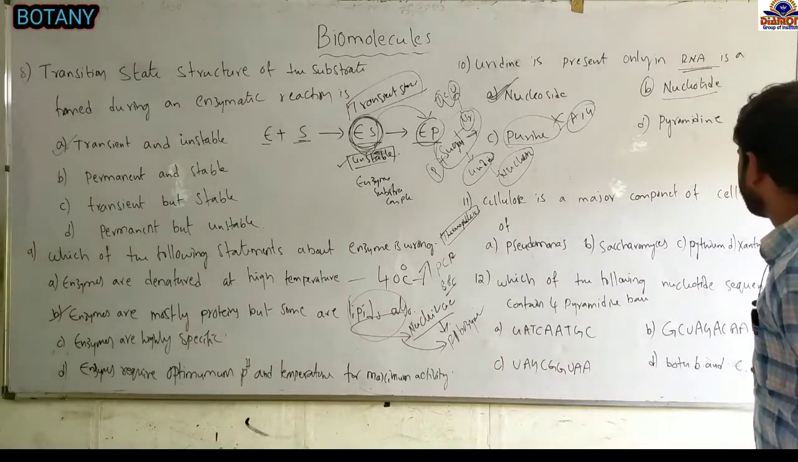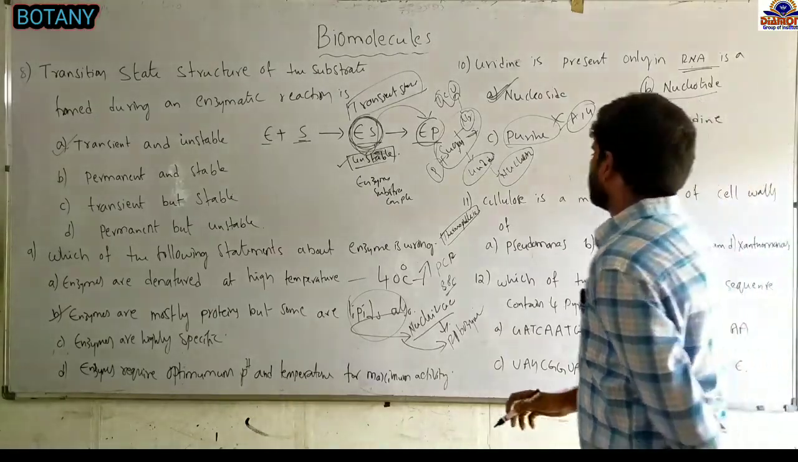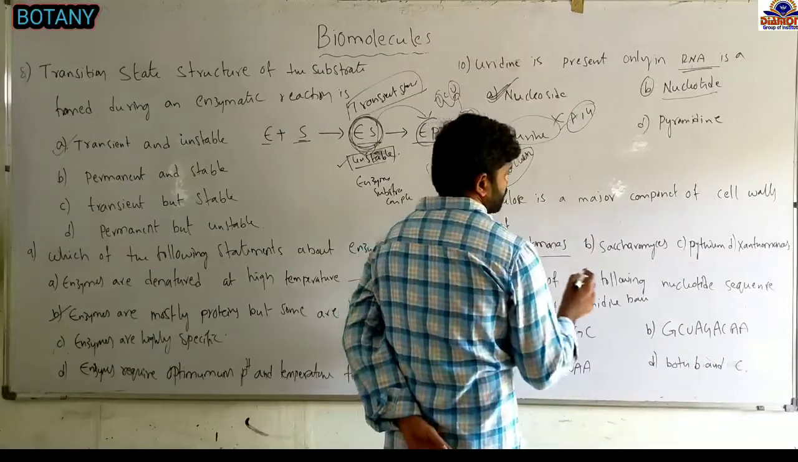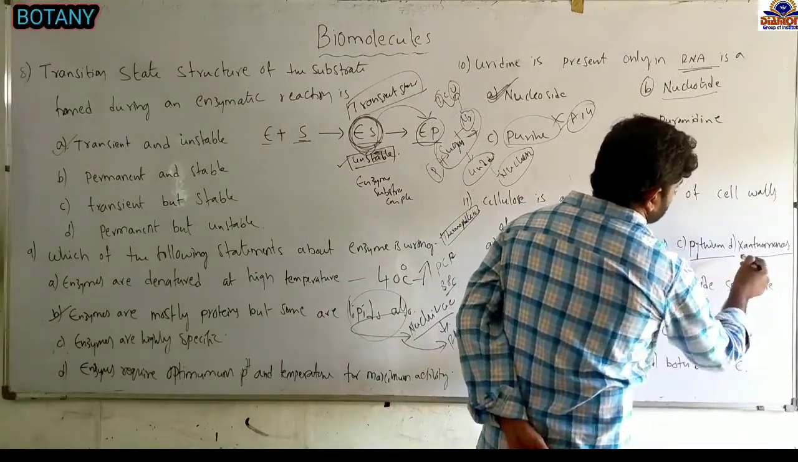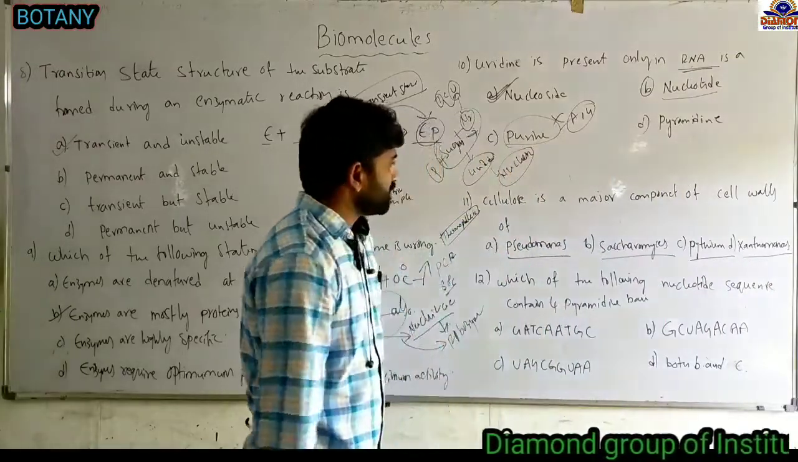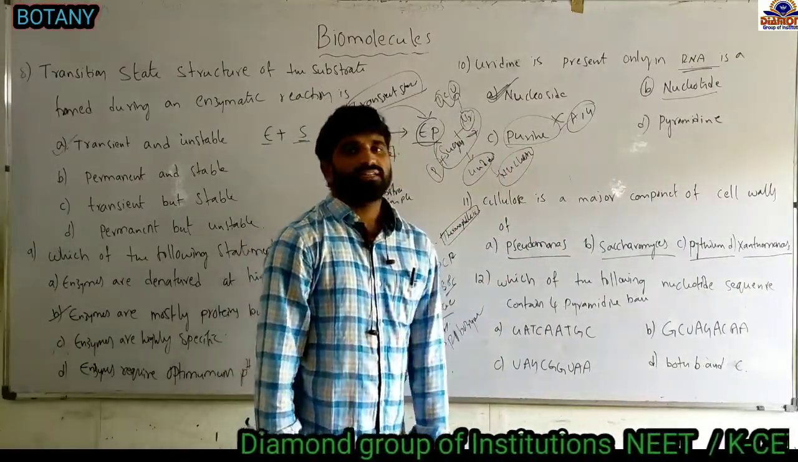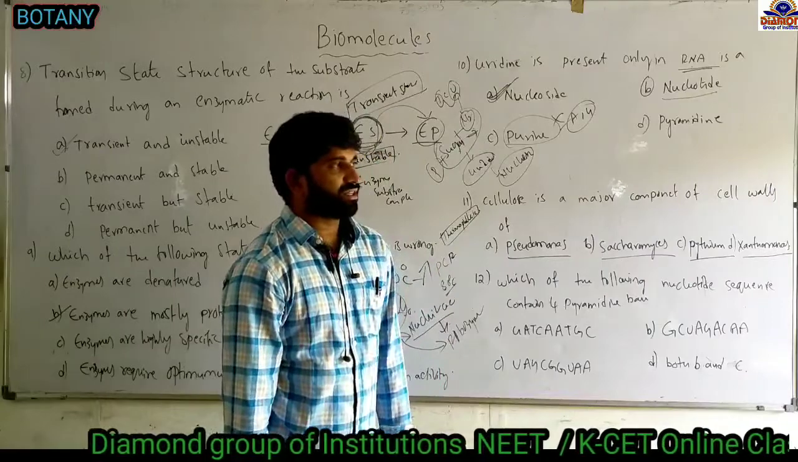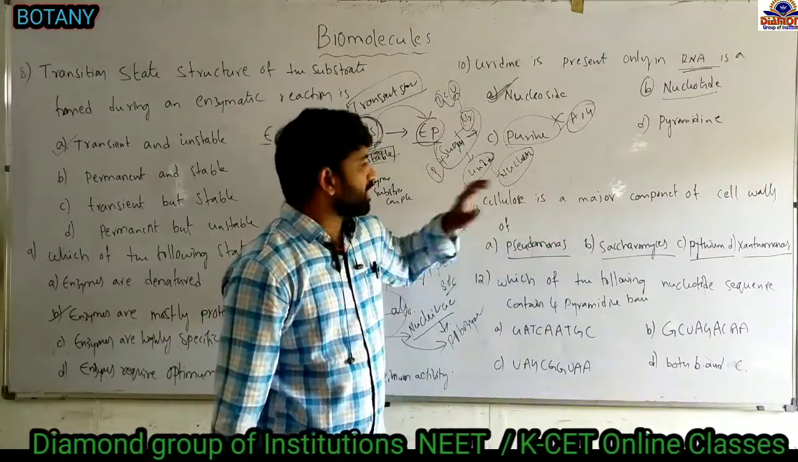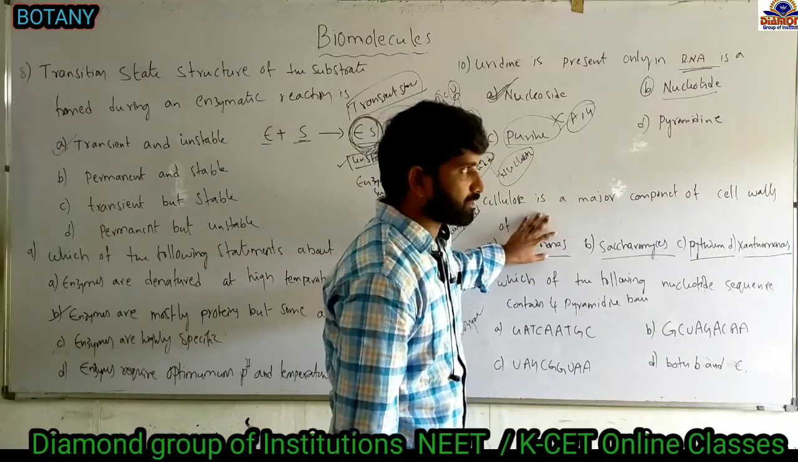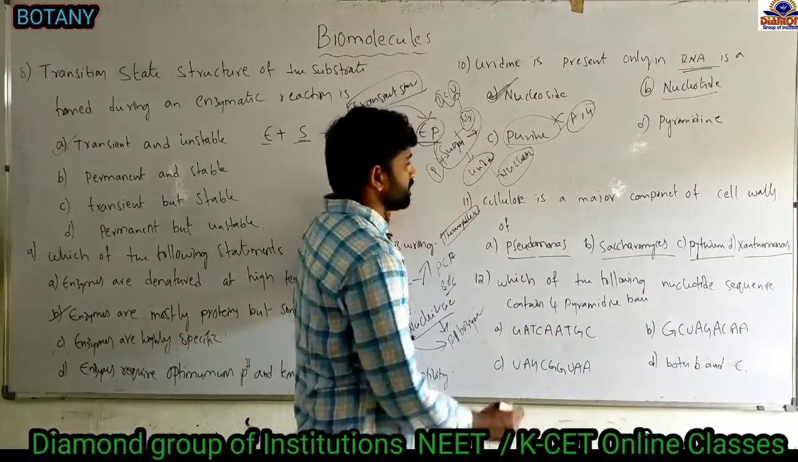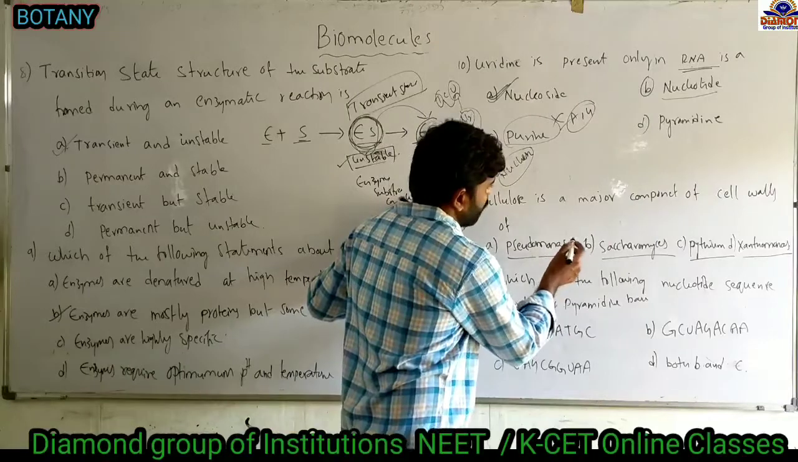Cellulose is a major component of the cell wall of. Options are given as Pseudomonas, Saccharomyces, Pythium and Xanthomonas. Now, cellulose is a polysaccharide. These cellulose molecules are connected together by glycosidic bonds, and we see cellulose in the cell wall of plants. So cellulose is a major component of the cell wall of which one?